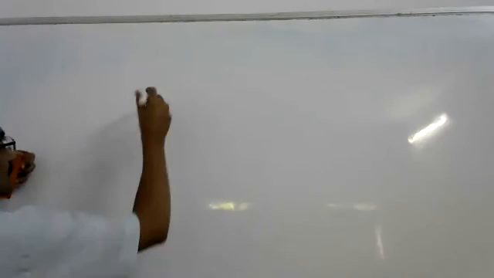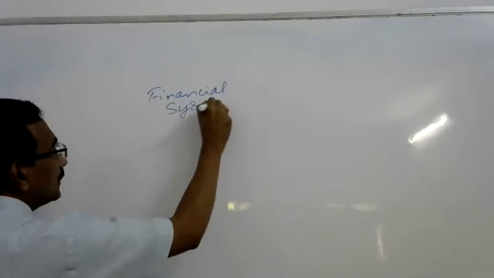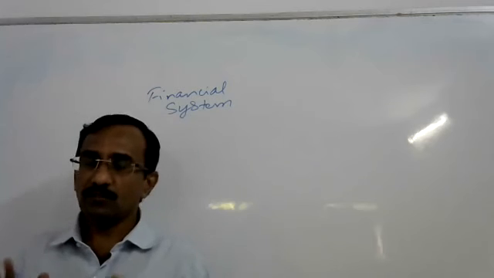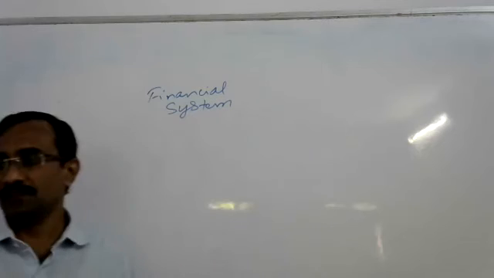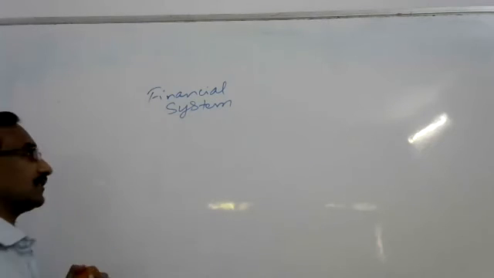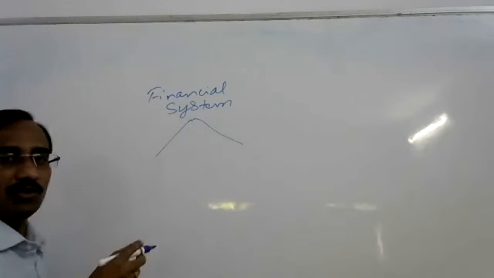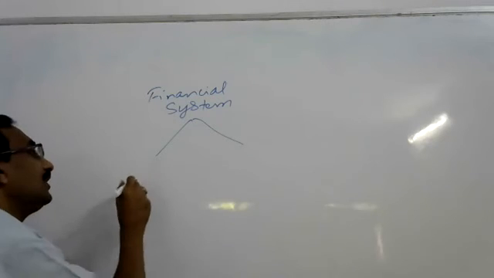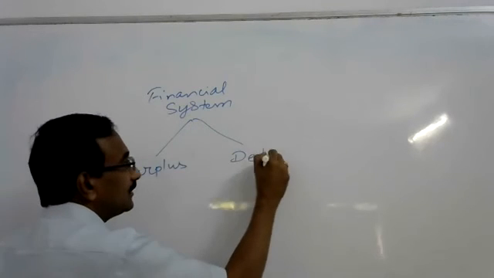Financial system means what? So basically, financial system in any country is comprised of 2 components. One is a surplus sector and the second one is a deficient sector. There are 2 sectors of the economy. Always, in any economy, be it US, Europe, India, China, whosoever it may be, we have a surplus sector and another one is deficient.